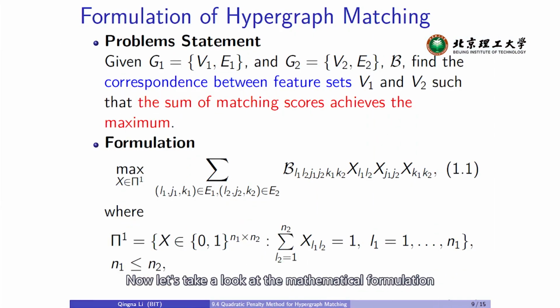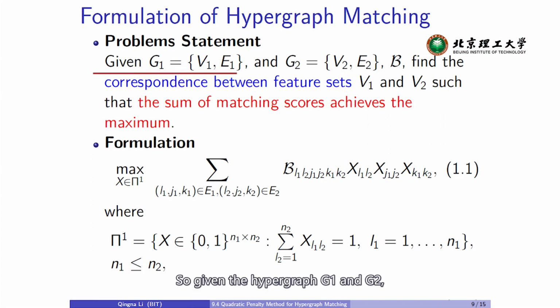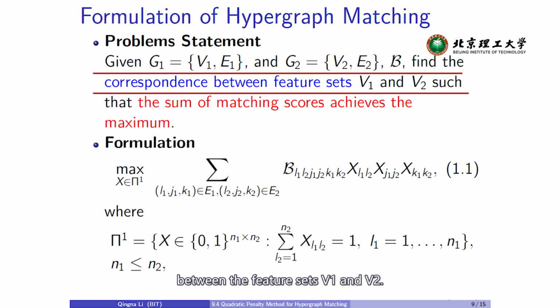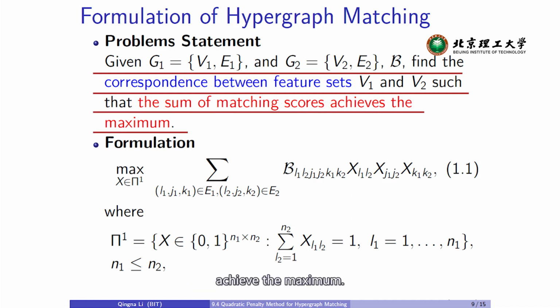Now, let's take a look at the mathematical formulation for hypergraph matching. So given the hypergraphs G1 and G2, as well as the matching score B, we are trying to find the correspondence between the feature sets V1 and V2. Okay, so this is the aim of our problem. So the objective is that we try to make the sum of the matching scores achieve the maximum.